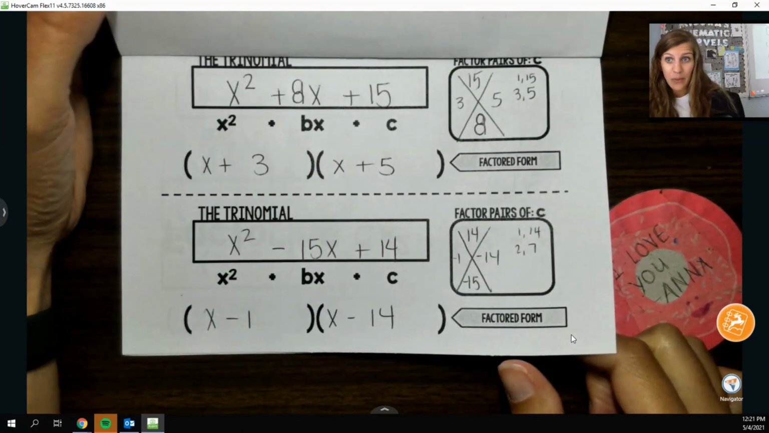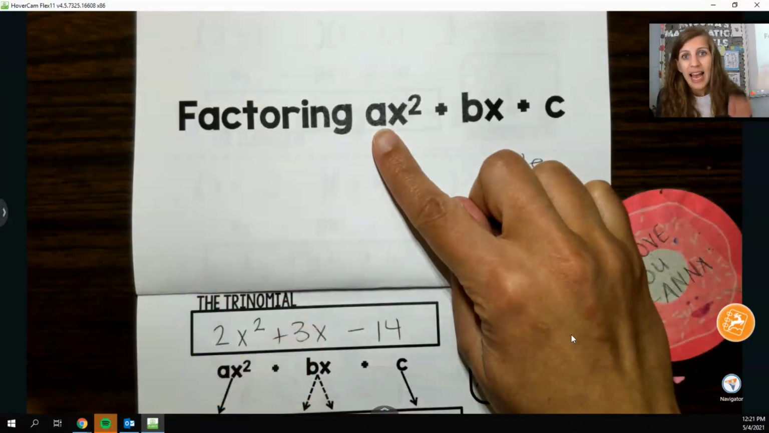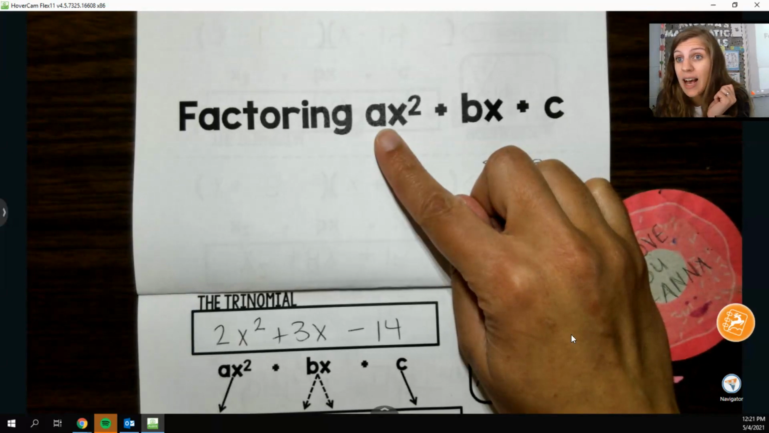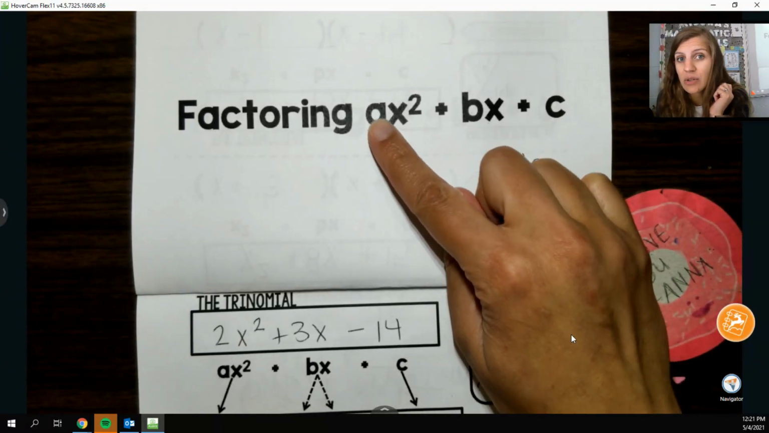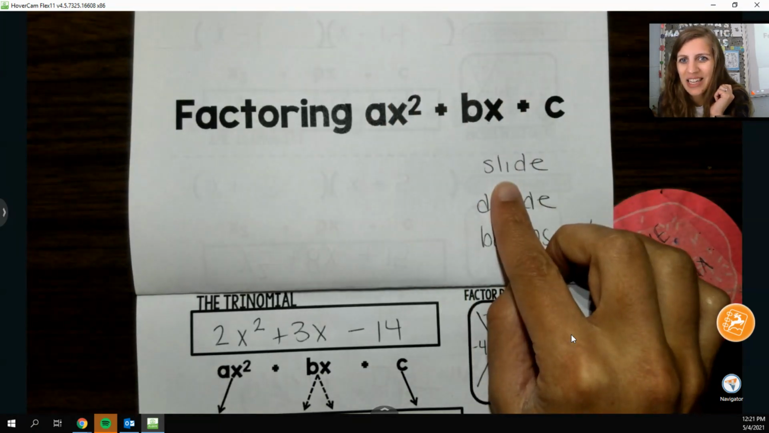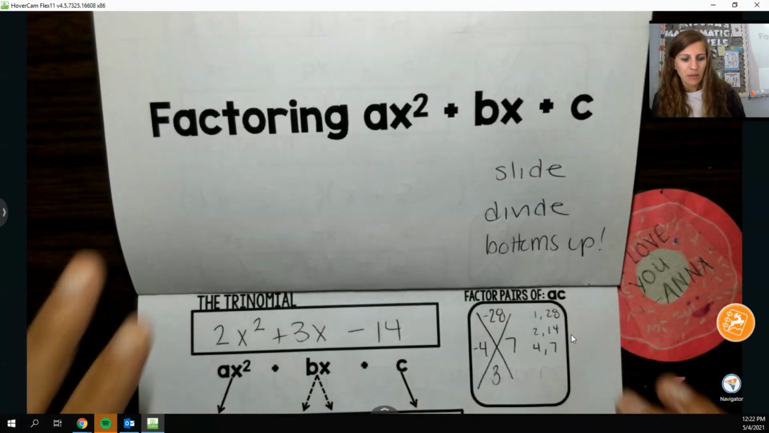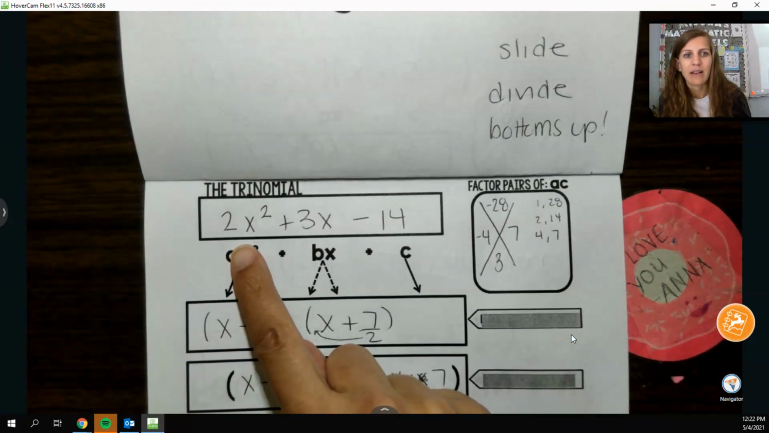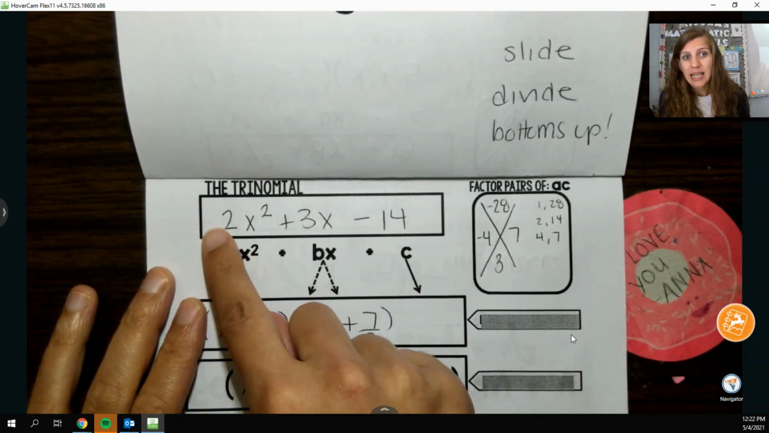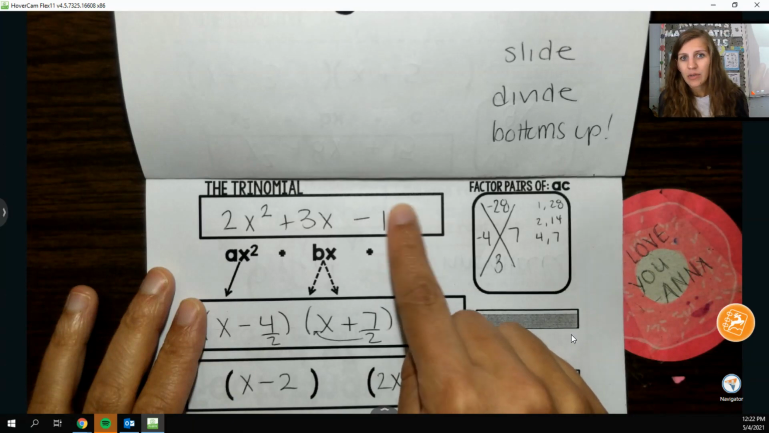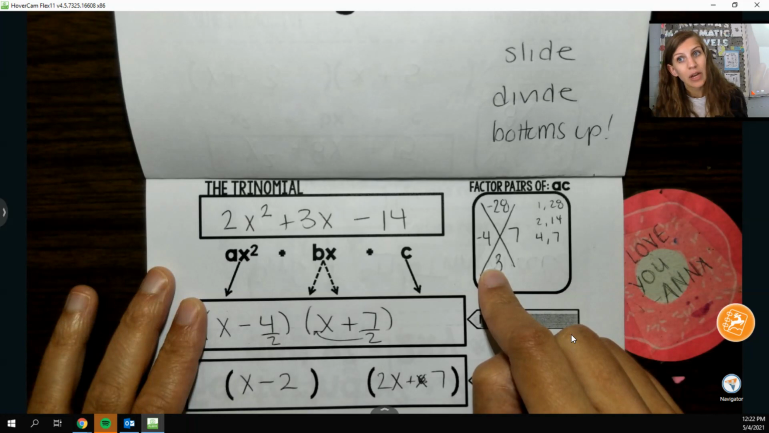Now, the next day, we ramped it up a little bit and we said, okay, well, what happens now if there's an a value out front? And so with that one, we kind of did it the same way. We still had to make our X puzzle. I just had to slide the a over, then divide the a out, and then bottoms up. So slide, divide, bottoms up on this one. So for example, if I have 2x squared plus 3x minus 14, I need to take that 2 and slide it over, which means I multiply it for negative 28, and then I'm still thinking what multiplies to 3.